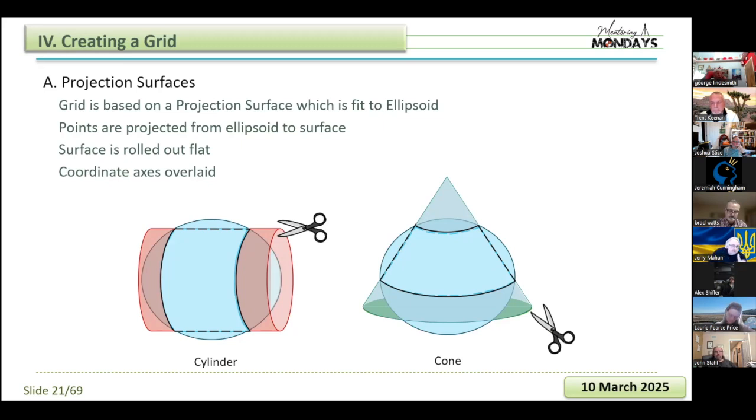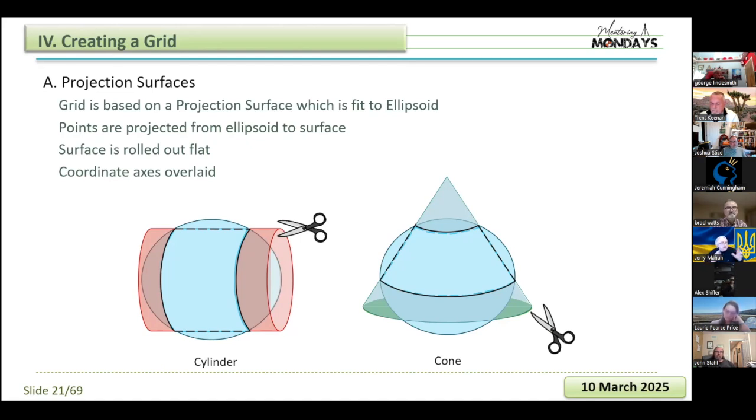Actually, the conic one is the Lambert conic projection, developed by Lambert back many, many years ago in Germany. And the transverse Mercator projection was developed from Mercator's upright cylinder, which Lambert then turned on its side, so he actually developed the transverse Mercator also. So Lambert's responsible for both of these types of projections.